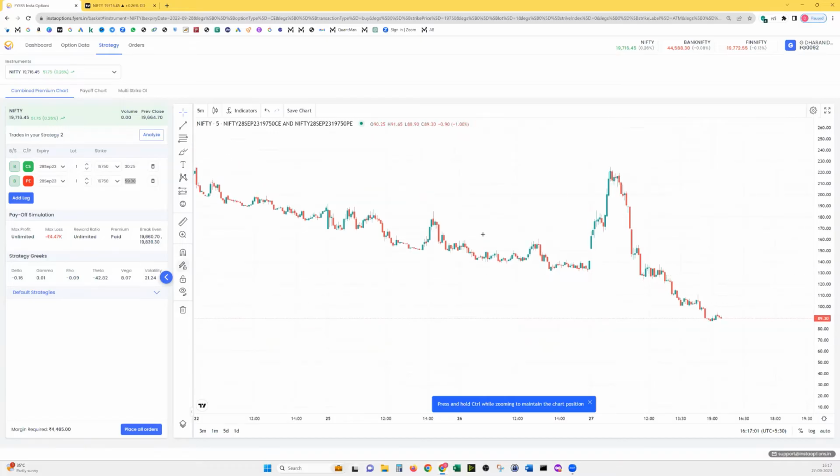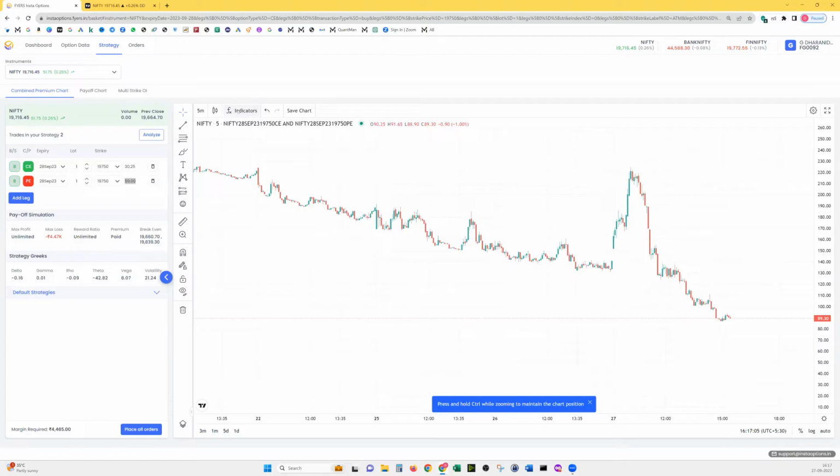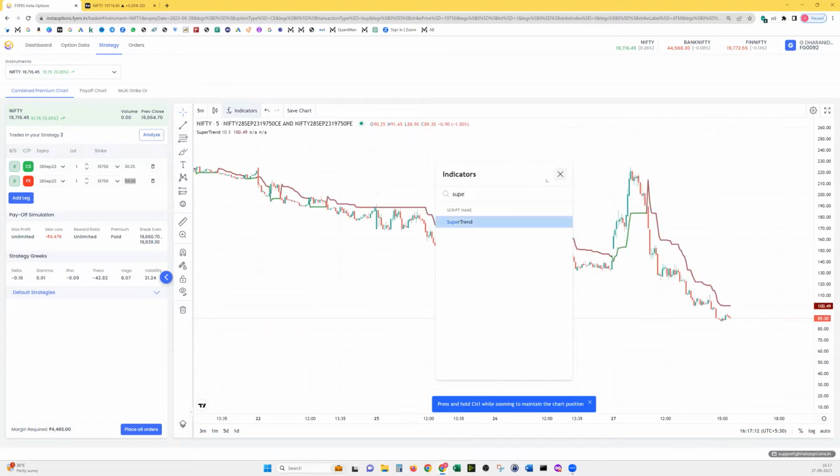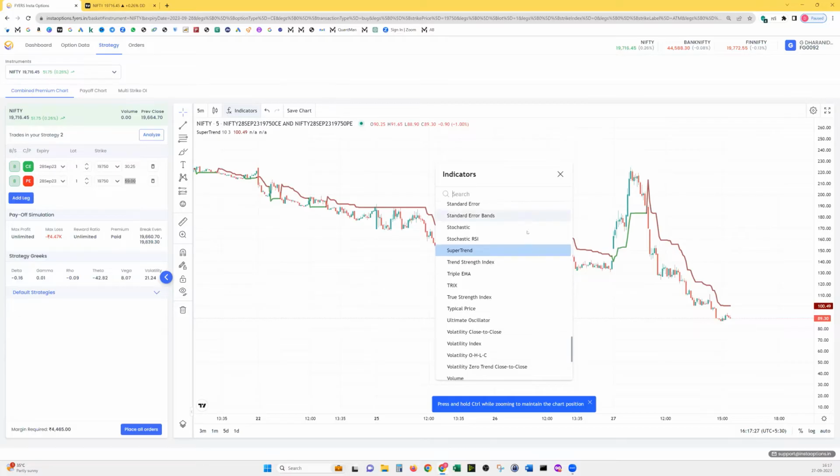Now how you can make it fruitful is going to be the game. On this combined premium chart, you can add Supertrend, and you can add different sorts of indicators like RSI. We have more than 90 indicators over here. So you can come over here and add different indicators on the option premium chart, and then you can plan your trade setups.